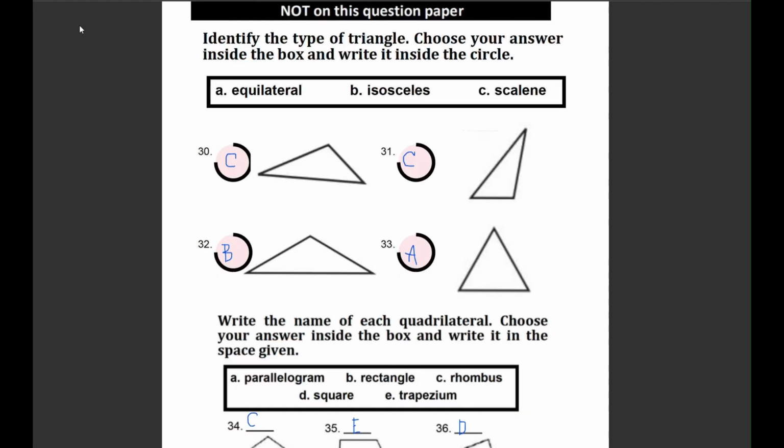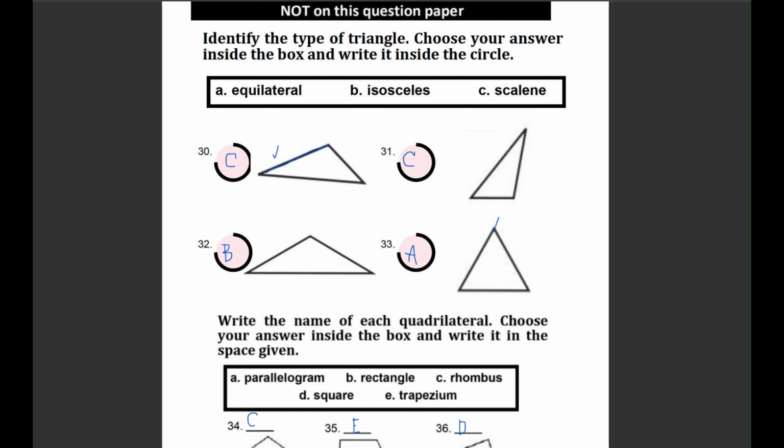Question 30. Identify the triangle. First picture. Options are A. Equilateral, B. Isosceles, C. Scalene. Why not? Equilateral has 3 equal sides. Isosceles has 2 equal. Answer: C. Scalene. Reason: all sides unequal.